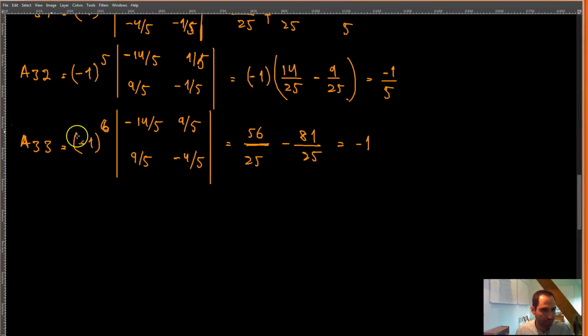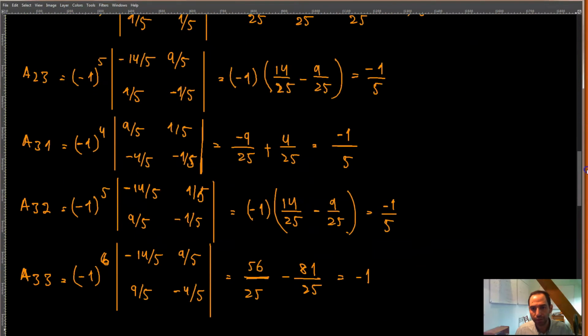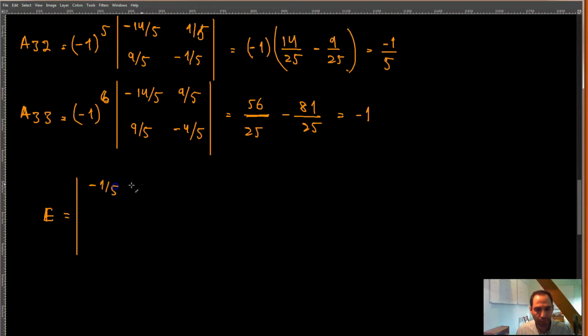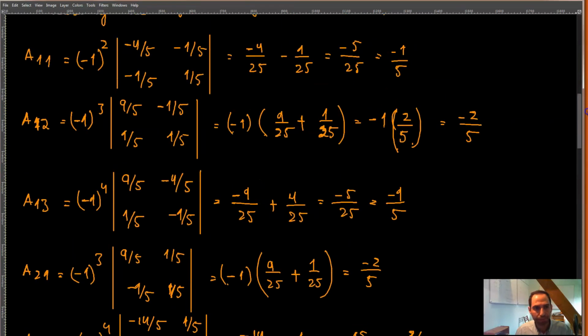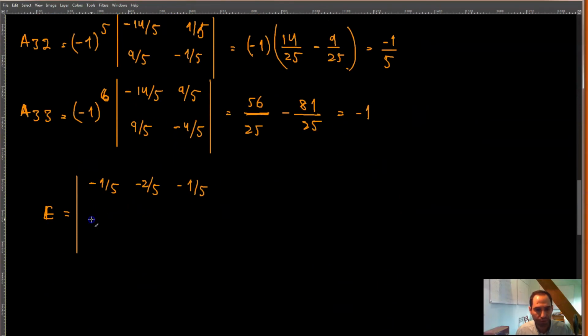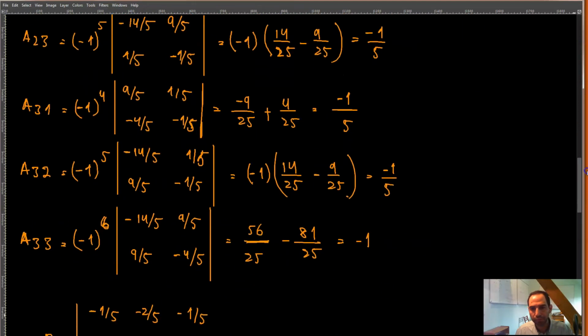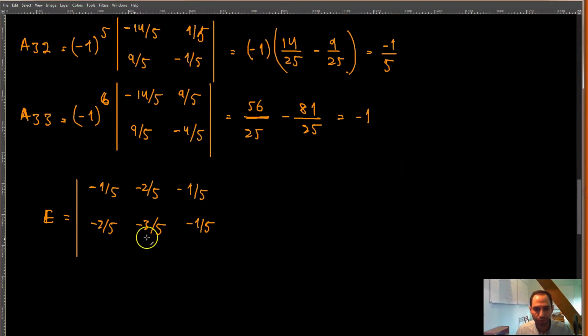Now I write all of these elements in one matrix, for example, call it E. And we have negative 1/5, negative 2/5, negative 1/5, negative 1/5, negative 2/5, negative 1/5, negative 2/5, negative 3/5, negative 1/5, negative 1/5, negative 1/5, and negative 1.